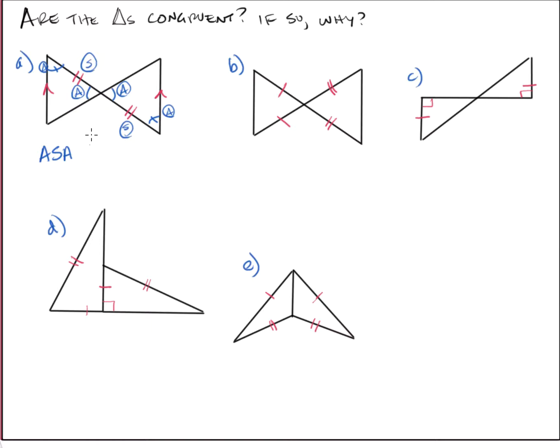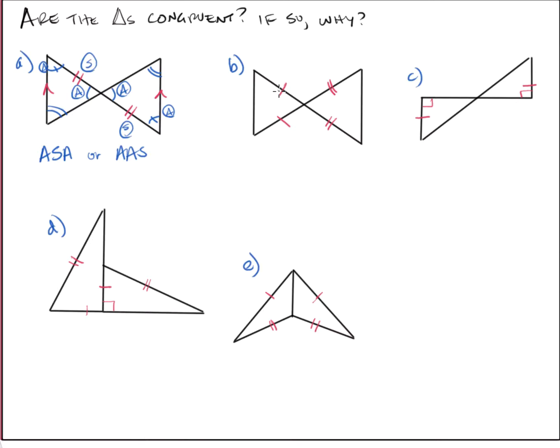Now there might be another possibility here though, right? Because I could use this as a transversal, which would make this angle congruent to this angle. And now I could have two angles and a non-included side congruent to two angles and the corresponding non-included side. So angle angle side would also work in that picture.